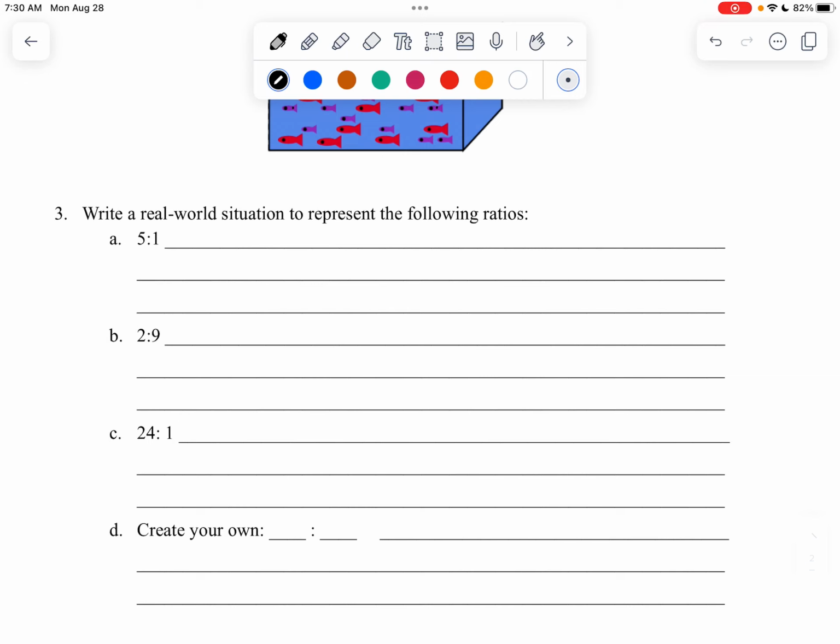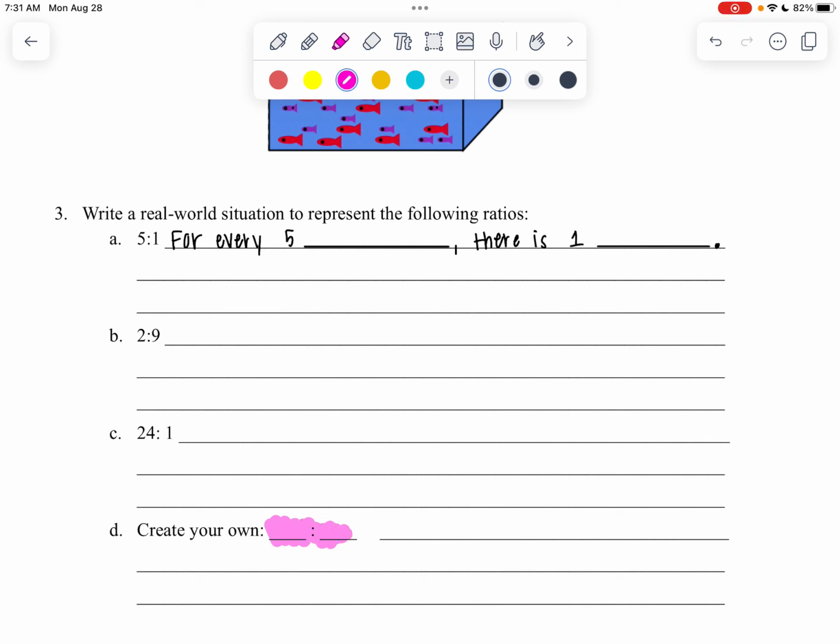In question 3, you're writing a real-world situation to represent a ratio. They've given you the numbers to use when you write the real-world situation. In A, your ratio should start with for every 5, and it'll be for every 5 something. We don't know what. There is 1 something. And your job is to come up with a real-world scenario that makes sense. That's exactly what you're doing in B and C. And in question D, you're choosing the numbers on your own.